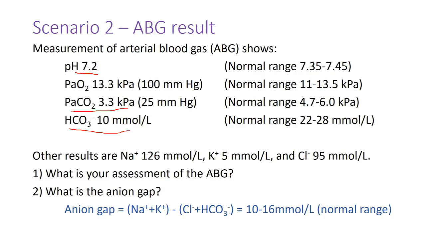What about the anion gap? Well, if you look at the sodium level in the results, it's 126, potassium was 5, and the chloride 95. So if you add sodium and potassium together, 126 with 5 is 131. Take away 95, and the bicarbonate level was 10. So that's 105. 131 take away 105 gives you 26. Remember, the normal range for anion gap is 10 to 16. This is a high anion gap because the cause of this metabolic acidosis is a new diagnosis of diabetes with ketoacidosis.